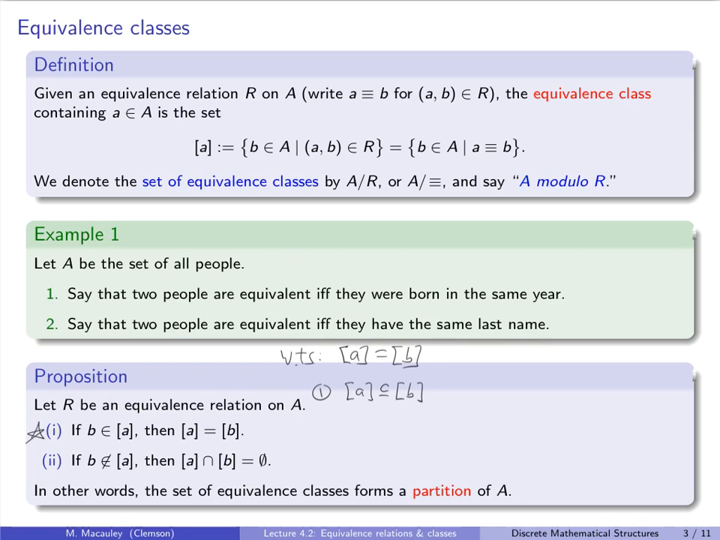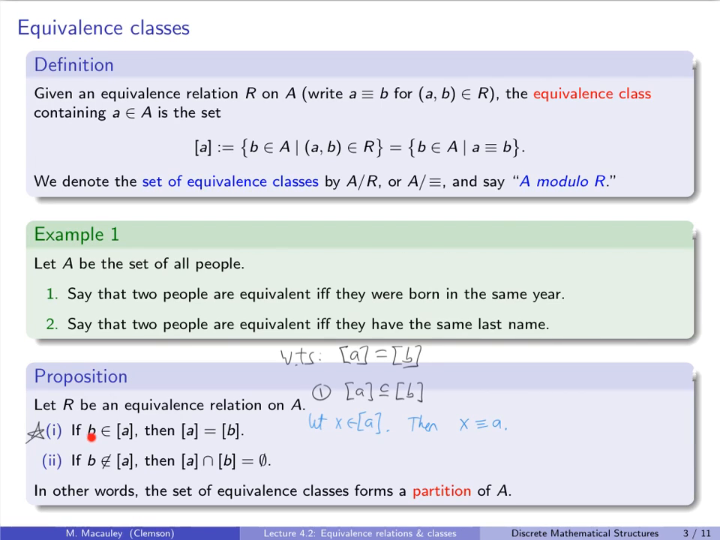For the first one, we have to take an arbitrary element x in the equivalence class of A, and show that it is in the equivalence class containing B. So let's do that. Let x be an arbitrary element in the equivalence class containing A. Then, by definition, x is equivalent to A.